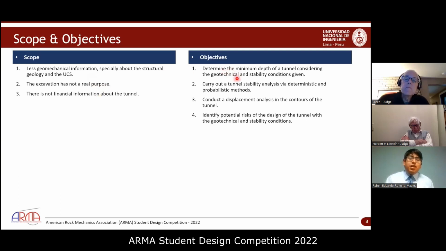As objectives, first, we have to determine the minimum depth of a tunnel considering the geotechnical and stability conditions given. Then, carry out a tunnel stability analysis via deterministic and probabilistic methods. And third, conduct a displacement analysis in the contours of the tunnel. And finally, identify the potential risks of the design of the tunnel with the geotechnical and stability conditions.